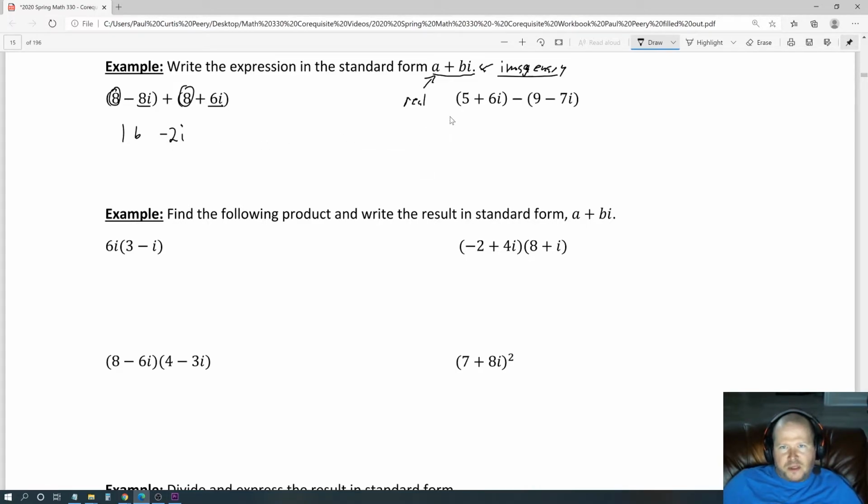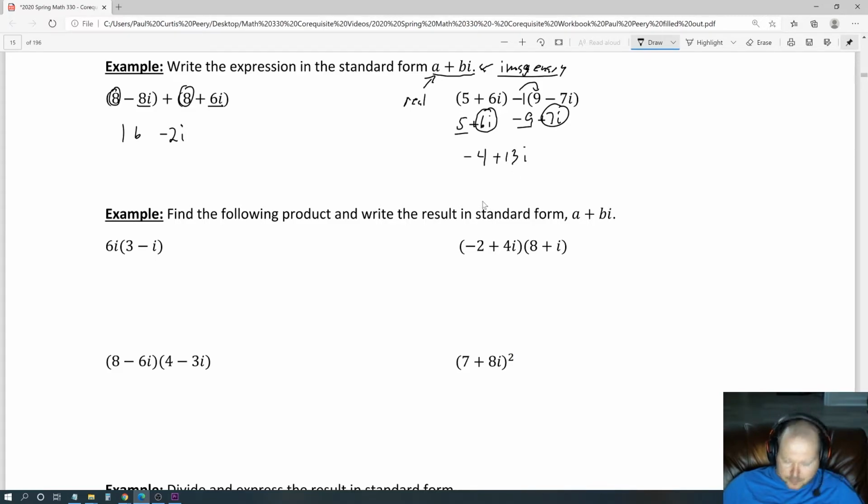So let's try the next one. Now the next one says 5 plus 6i minus 9 minus 7i. So just like before, we distribute the negative. You can treat it as a -1 or just flip all the signs. So -1 times +9 is -9. Minus 7i turns into plus 7i. And we still keep the 5 plus 6i. Now we combine like terms. Let's see, 5 minus 9 is -4. And then we say 6i plus 7i. And that's going to give me a plus 13i.